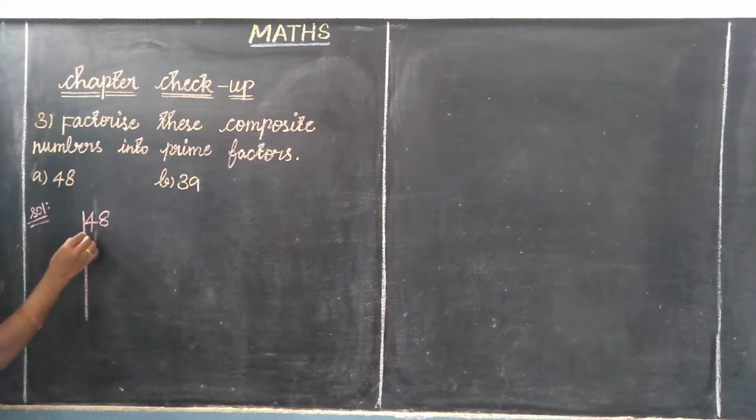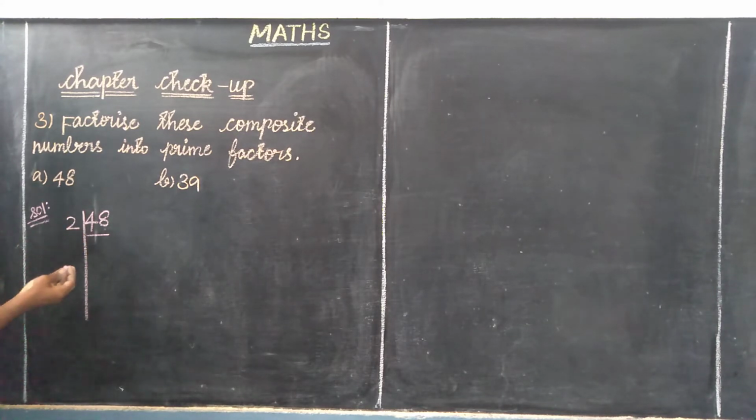A number is factorized into prime factors by dividing it by prime factors. The number's last digit is 8, so it is divisible by 2. That is the second rule.